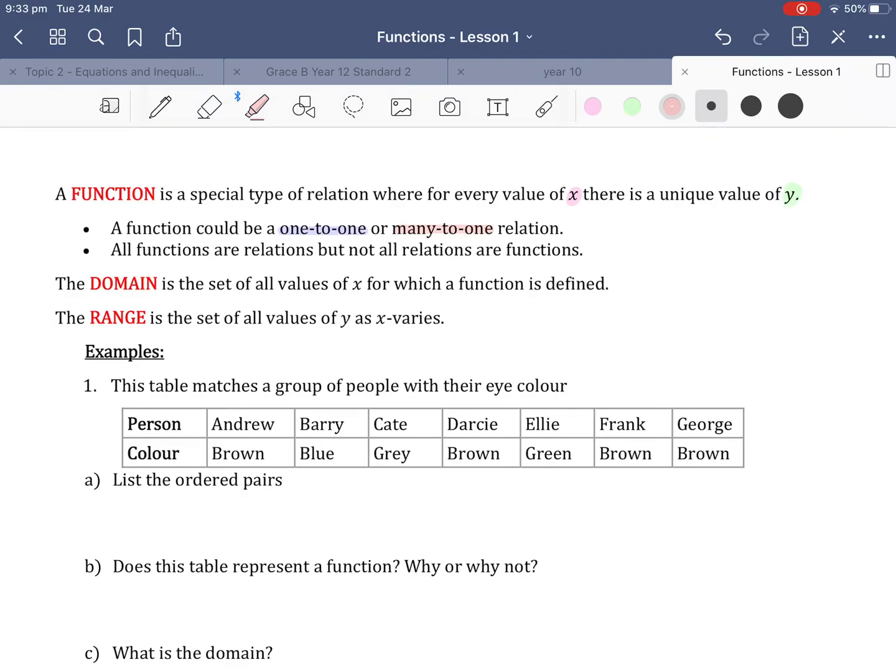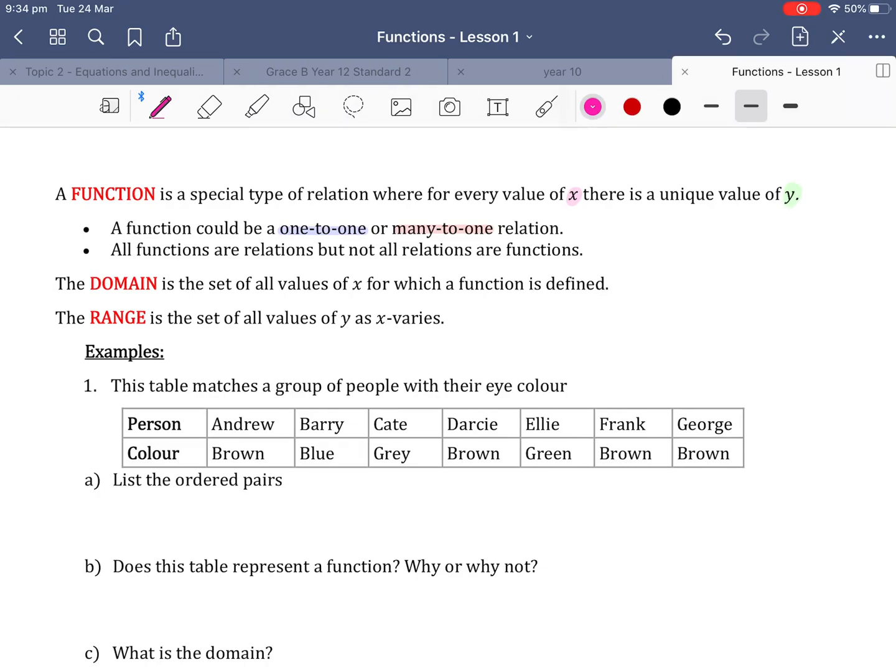Now we're just going to take some time out to have a look at some examples so that we know how to answer questions. Our first example is that this table matches a group of people with their eye colour. We have the people Andrew, Barry, Kate, Darcy, Ellie, Frank and George, and we have the eye colours of brown, blue, grey, brown, green, brown, brown.